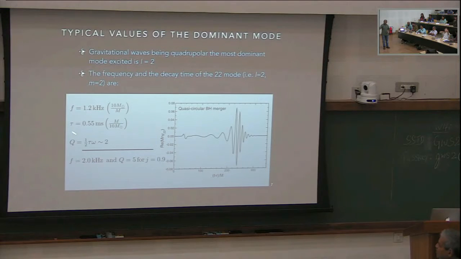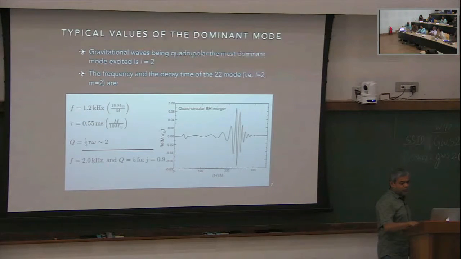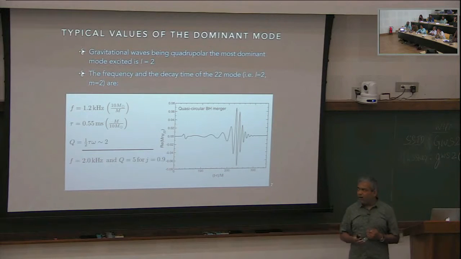These numbers are really for a non-spinning black hole. If the black hole is spinning with spin parameter 0.9, then the frequency is larger. The black holes, within quotes, that we see have spin amplitudes of 0.7 for the final one, and so these spins are important. So what can we do?